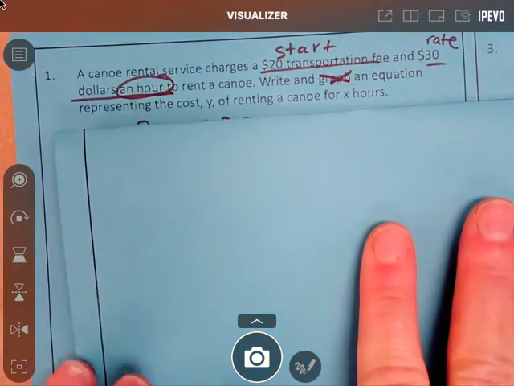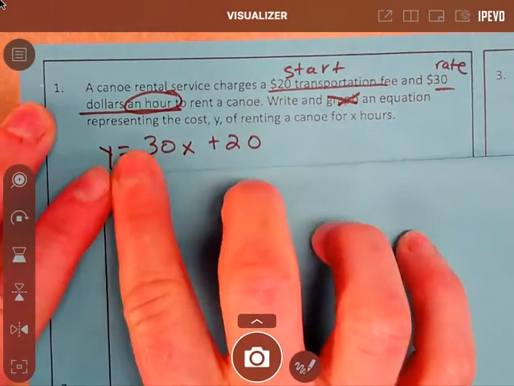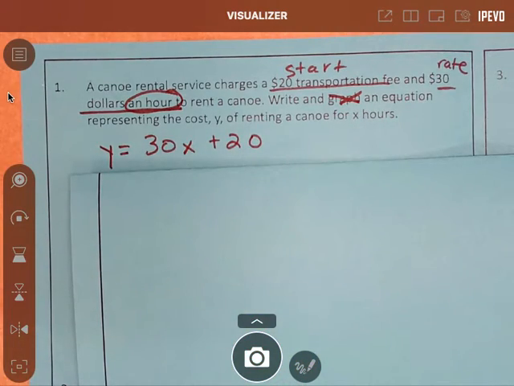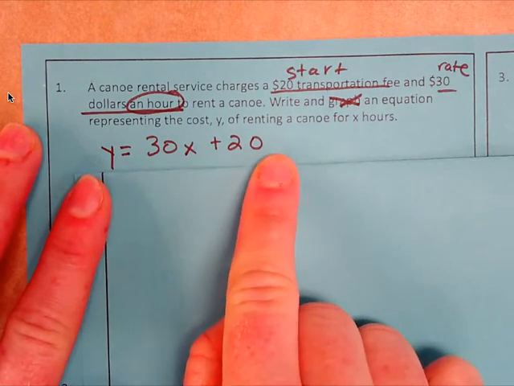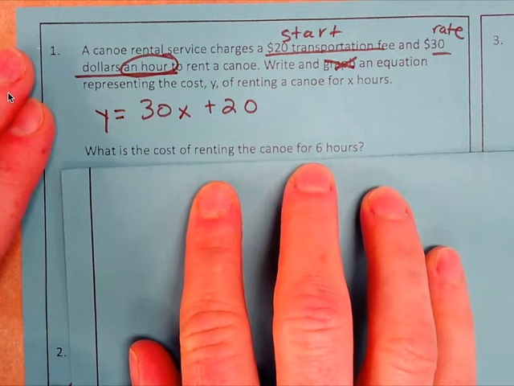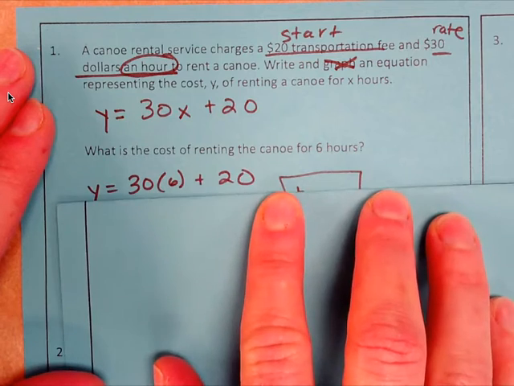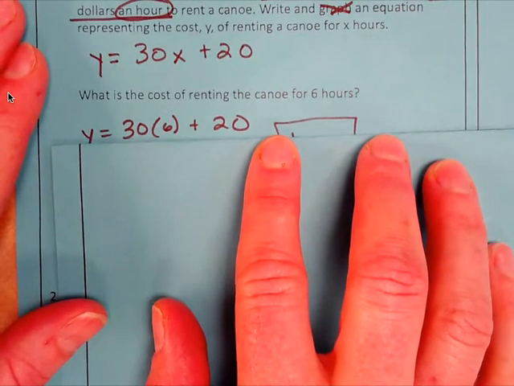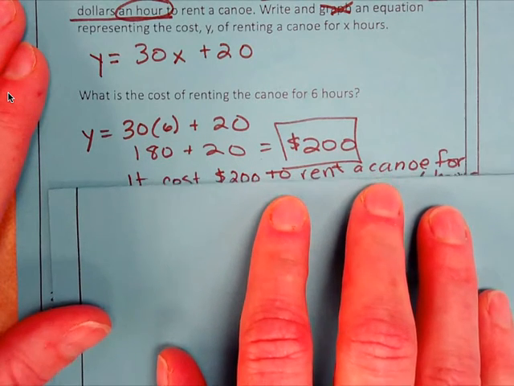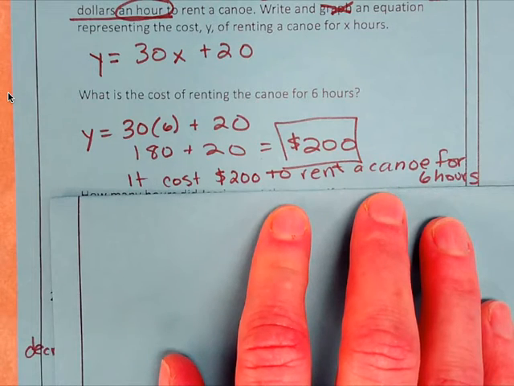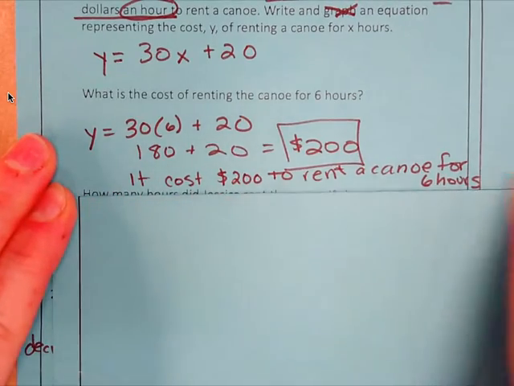All right, so number 1, we have a starting amount and a rate. Whenever we have a starting amount and a rate, remember we're doing that slope-intercept form. So our rate is 30, so it's 30x plus our starting amount. To find the cost for renting for 6 hours, we would need to substitute in the 6 for x, which is your number of hours. And it comes out to be 200. And make sure, since this is a word problem, you're writing your answer in sentences. So it costs $200 to rent a canoe for 6 hours. Something like that. Doesn't have to be exact.